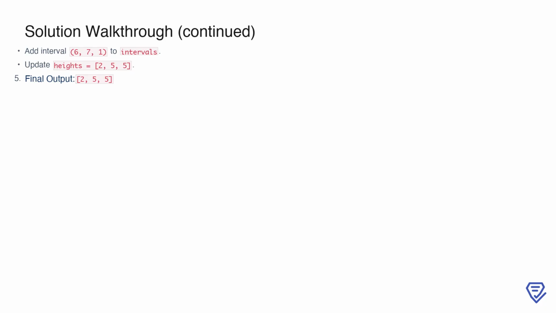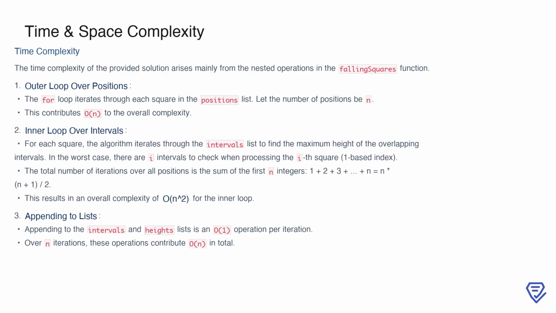at each step. To analyze the time complexity, let's break down the operations in the falling squares function. First, we have the outer loop that iterates over each square in the positions list. If the number of positions is represented by n, this loop runs n times, contributing n to the total complexity. Then, for each square, there's an inner loop that goes through the intervals list to determine the maximum height of overlapping intervals. In the worst case, when processing the ith square, there are i intervals to check, leading to a sum of iterations equal to 1 plus 2 plus 3 and so on, up to n. This summation simplifies to n*(n+1)/2, which is proportional to n squared.